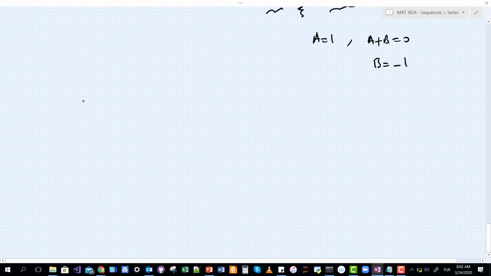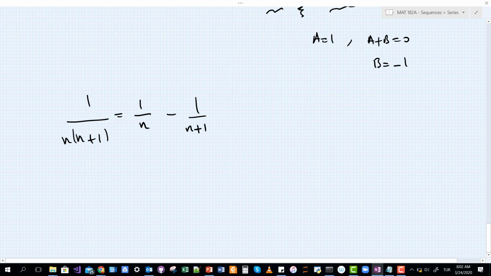Great. Now I found my partial fraction in this way. So I can write this expression with these fractions: 1 over n minus 1 over n plus 1. Why did I do this? As you remember, I couldn't find the limit of the left-hand side term. But now I'm asking one more time: can I find the limit of the right-hand side? Let me try it.